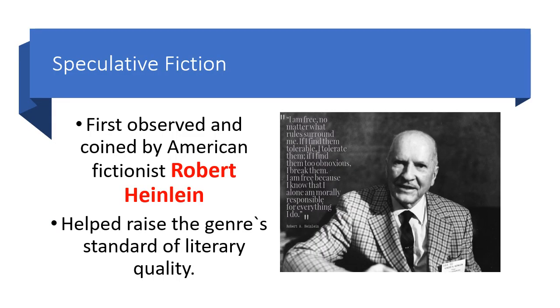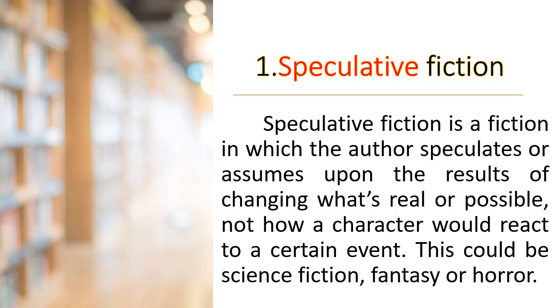Let's start with speculative fiction, which was first observed and coined by American fictionist Robert Heinlein. He helped raise the genre standard of literary quality. Don't forget the name Robert Heinlein. Speculative fiction is a fiction in which the author speculates or assumes upon the results of changing what's real or possible, not how a character would react to a certain event. This could be science fiction, fantasy, or horror.